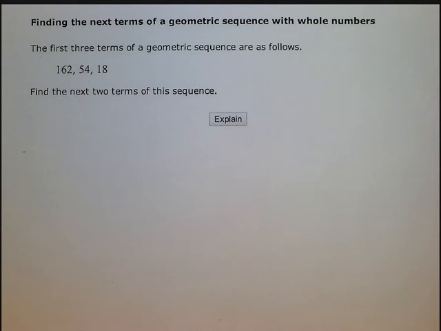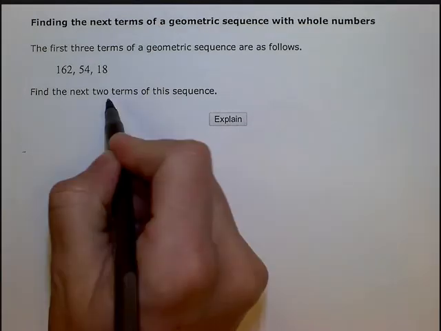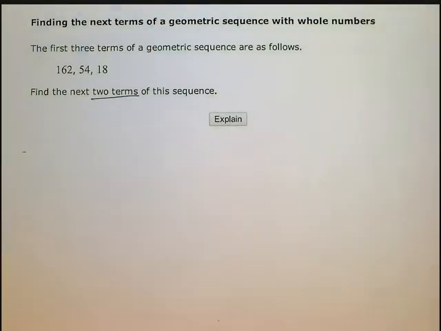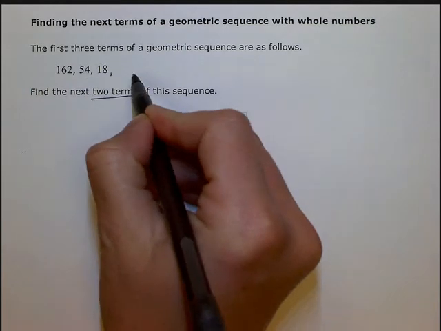Finding the next terms of a geometric sequence with whole numbers. The first three terms of a geometric sequence are as follows: 162, 54, 18. Find the next two terms of the sequence. Alright, so because we're finding the next two terms of a sequence, we know we'll be writing two more numbers in order in this sequence here.